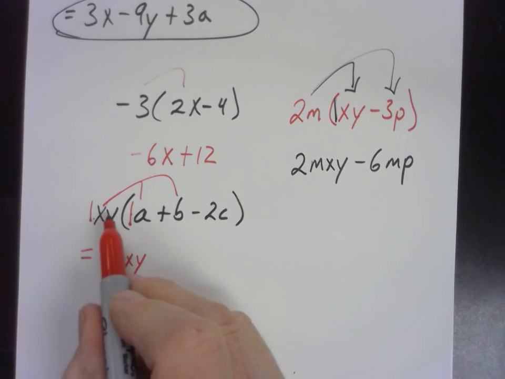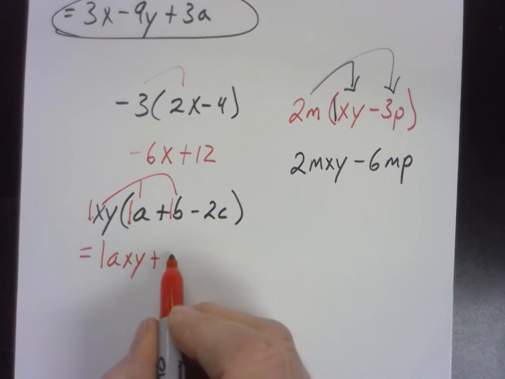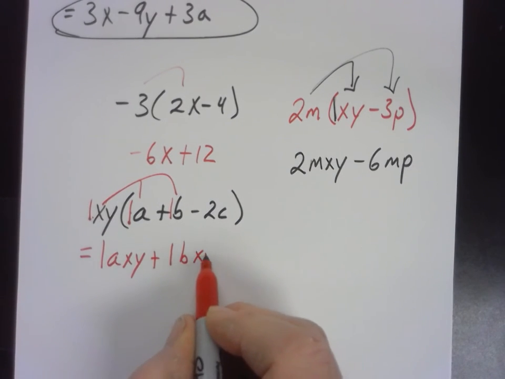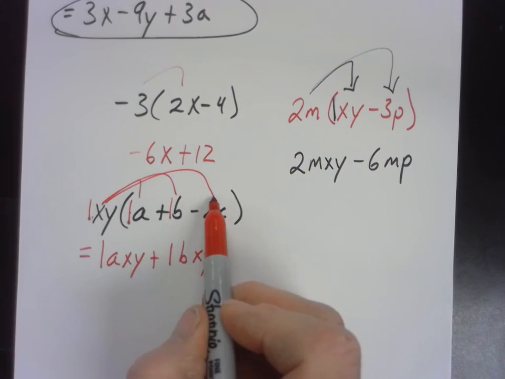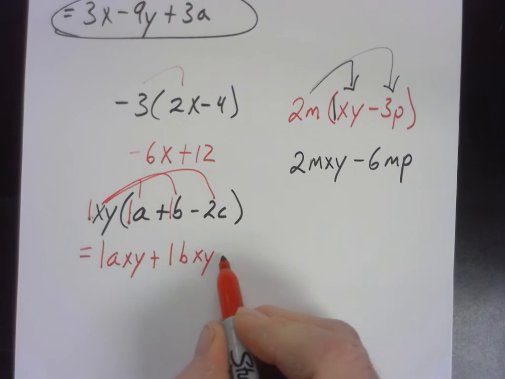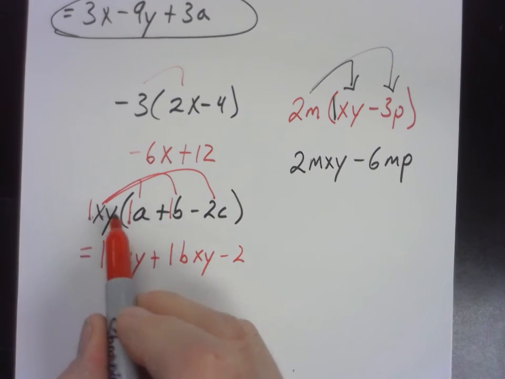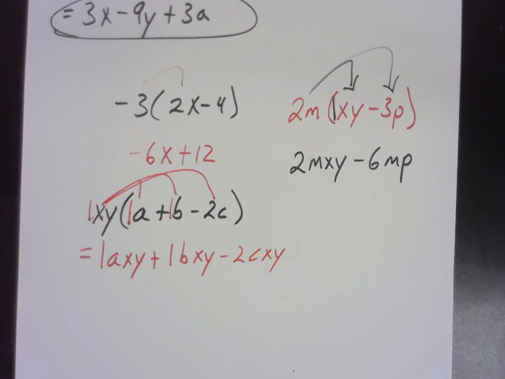X times y times b. 1xy times 1b is 1bxy. And then xy times negative 2, so 1 times negative 2 times x times y times c. And I am going to put things in alphabetical order. I'm going to put the variables in alphabetical order. You'll see why.